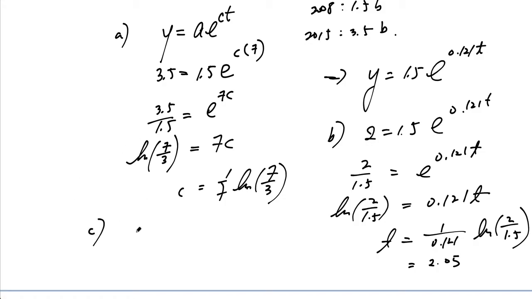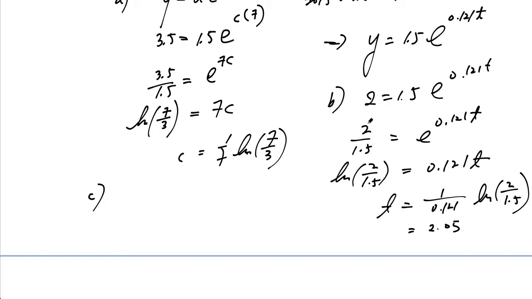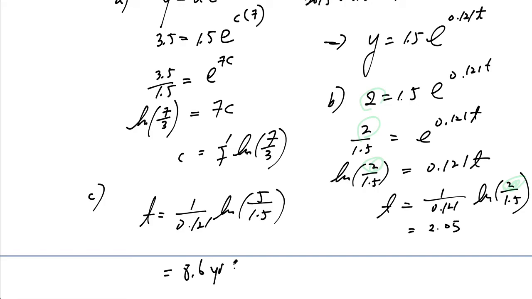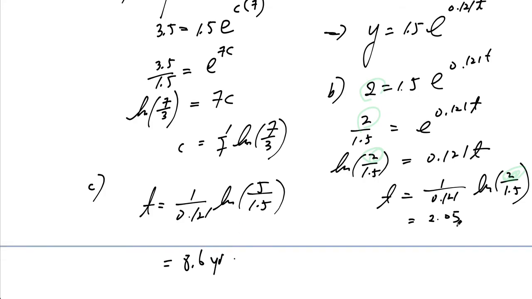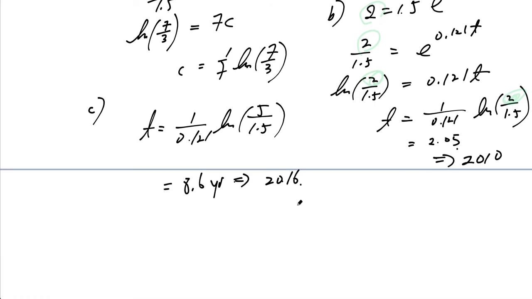See, what year would it be? 5 billion. So same procedure, this will be 5, so that would be 5, right? So without repeating the process, I'm just going to go straight into ln of 5 over 1.5. 8.6 years. So 2.05, this means it's 2010. 8.6, this means it's 2016. 8 plus 8.